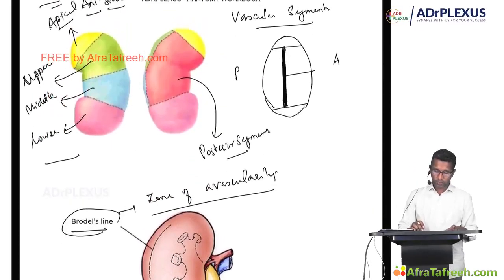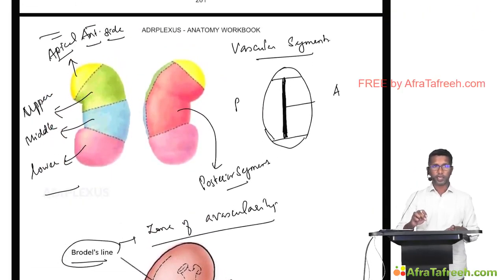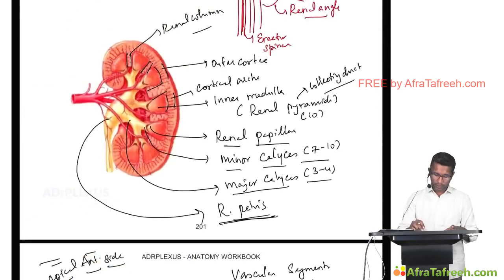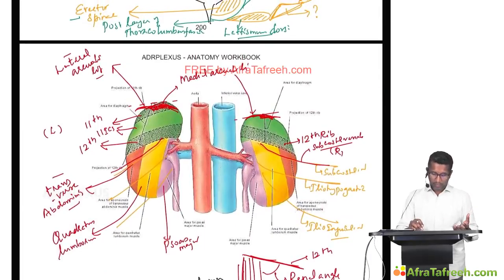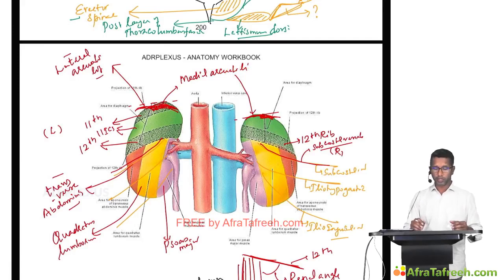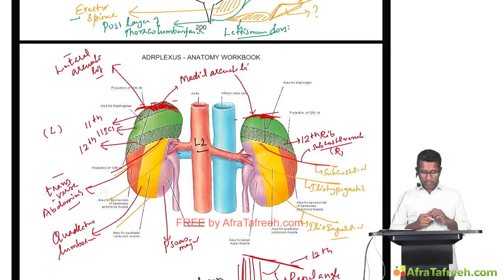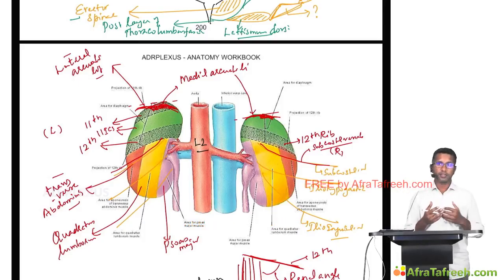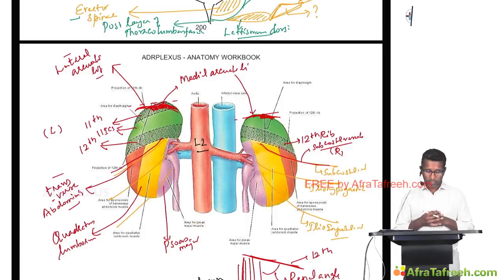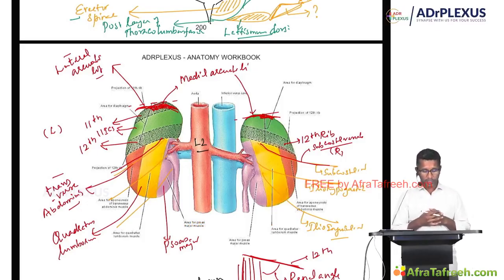Now the renal artery, as we have already seen, is a lateral branch of the abdominal aorta, arising approximately at the level of L2, and it supplies the kidney. In a very similar way, the kidney is drained by the renal veins.